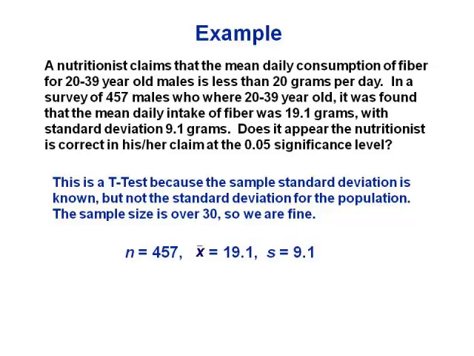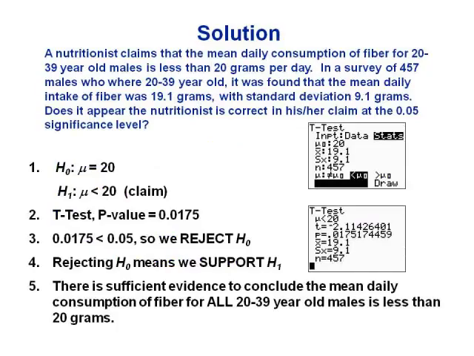This is not a population standard deviation, it is a sample standard deviation. That means since we don't have a population standard deviation anywhere in this problem, we're going to have to do a t-test. We do have 457 in our sample, so that's way over 30, so we're fine there. So we've got an N of 457, an X bar of 19.1, and an S of 9.1. So we'll have to do a t-test because we only have S. So first we need to set up our hypotheses. The claim is that the mean is less than 20, so mu less than 20 in the alternative. That makes the null mu equal to 20. We're going to do a t-test in this case.